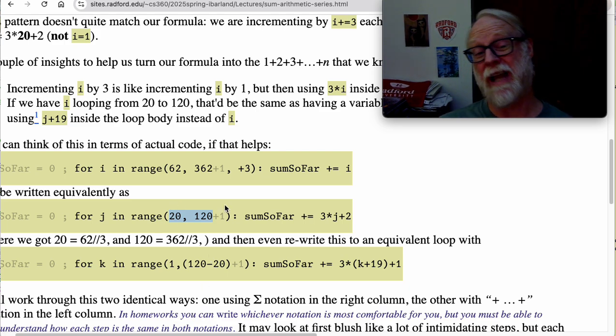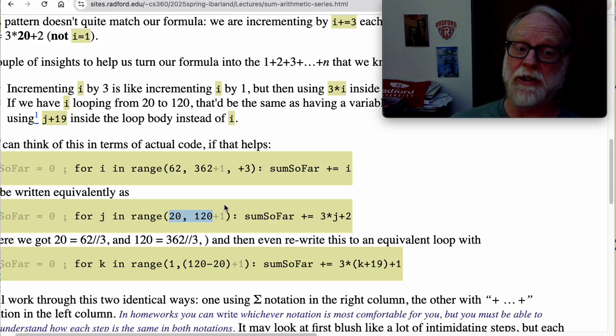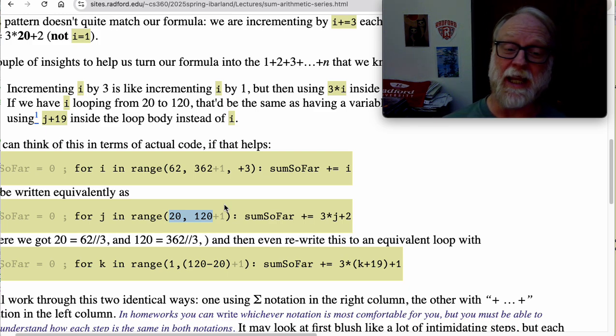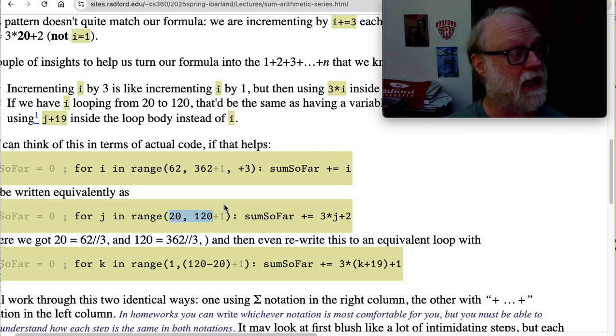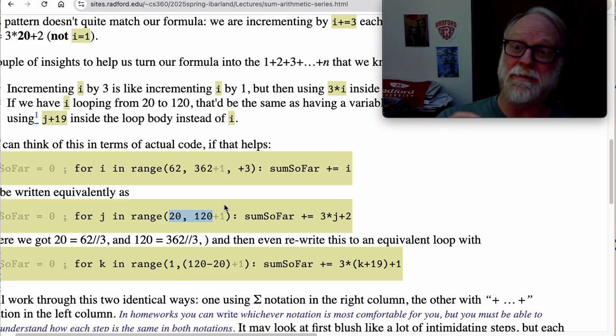But we also need to have it start from 1. So there's a similar trick we're going to use. I could have j that starts at 20 and increments by 1, and then I'll do something with j. Or I could have k that starts not at 20, it starts at 1. But wherever I use the index, I won't use k. I'll use k plus 19, because that's what j would have been.